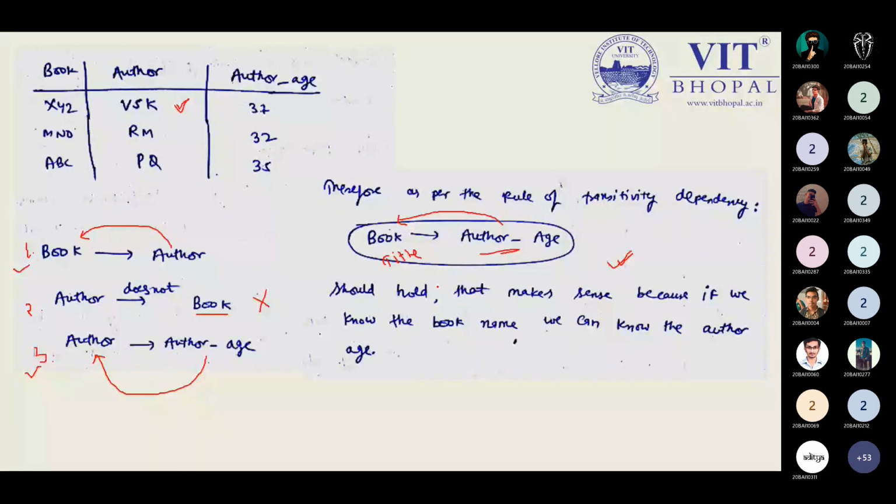This is a simple example I am taking right now. Book and author. So who is writing the book, or who is the author of the book? So BSK is the author of the XYZ book. So this is what the dependency becomes. Author depends on the book because the author has written the book.